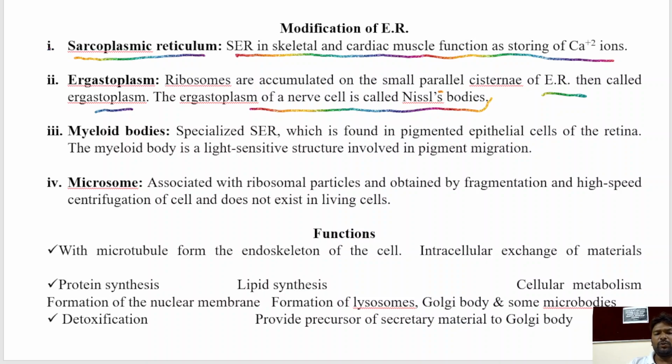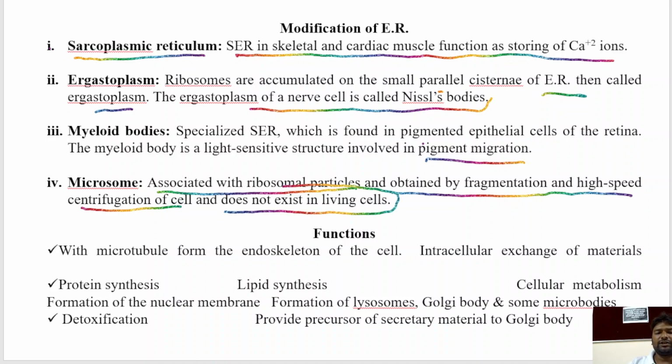And third one is the myeloid body. This is specialized SER, which is found in pigmented epithelial cells of the retina, and the myeloid body is a light sensitive structure involved in pigment migration. And fourth one is the microsomes, which are associated with ribosome particles and obtained by the fragmentation and high speed centrifugation of cells. And friends, these do not exist in living cells. So generally this question can be asked in MCQ that which organelle is not present in the living cell, that is microsomes. So what are the important functions of endoplasmic reticulum?